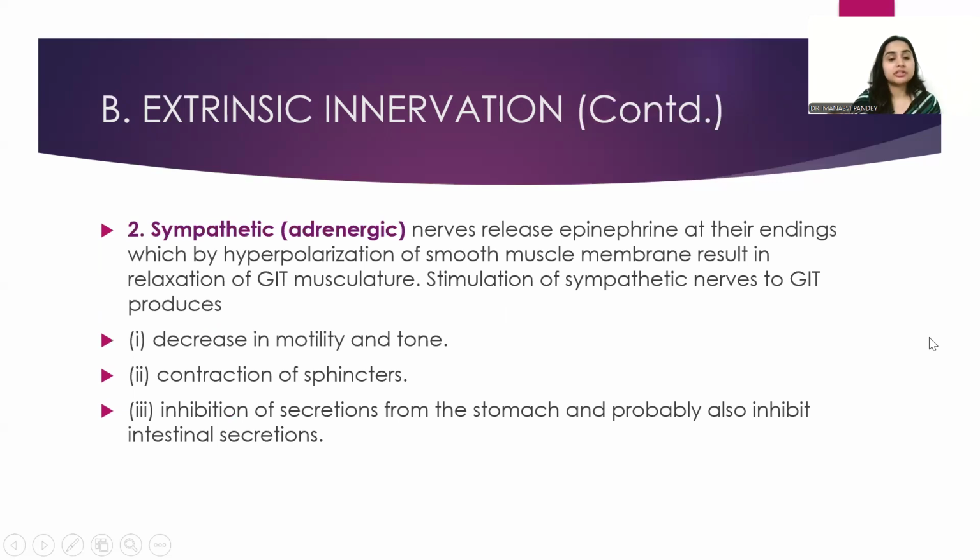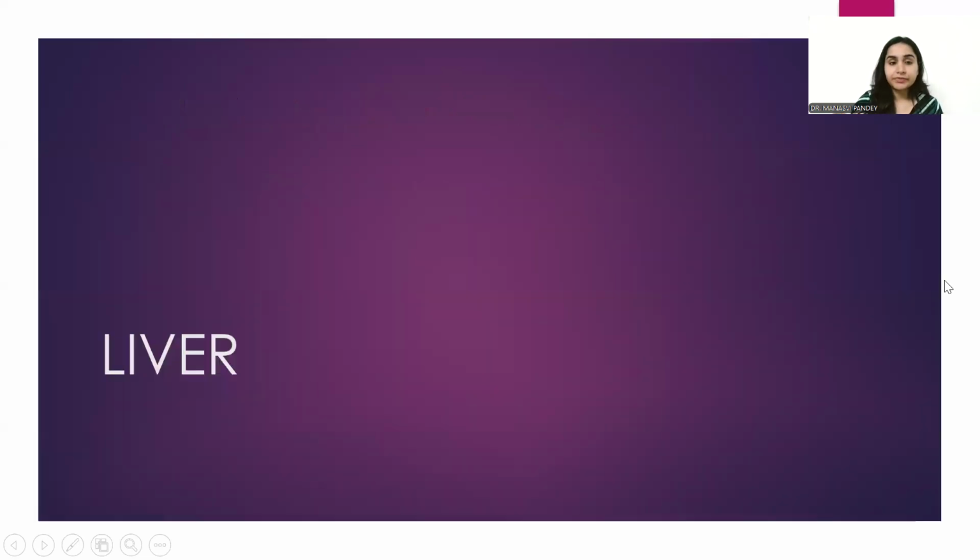The sympathetic or the adrenergic nerves release epinephrine at their endings by the help of hyperpolarization of smooth muscle membrane, which results in relaxation of GIT musculature. The stimulation of these sympathetic or adrenergic nerves to the GIT produces a decrease in motility and tone, contraction of sphincters, and inhibition of secretions from the stomach, and probably inhibits the intestinal secretions as well.